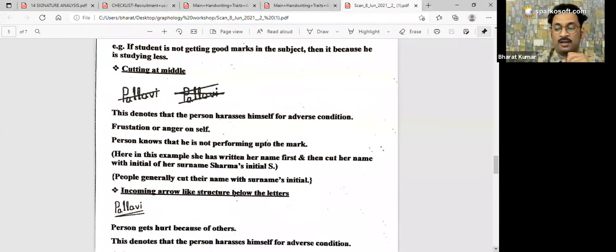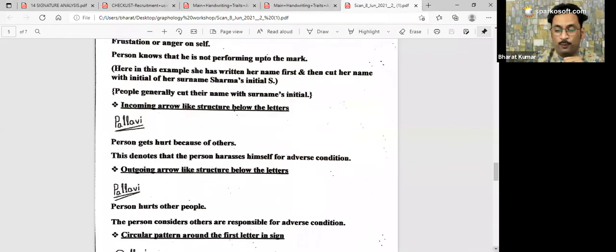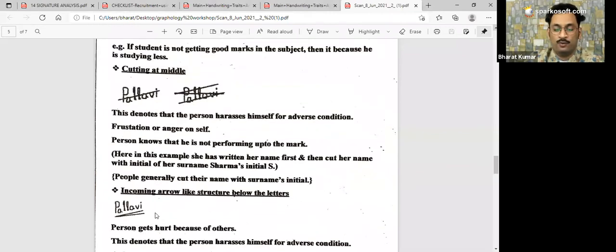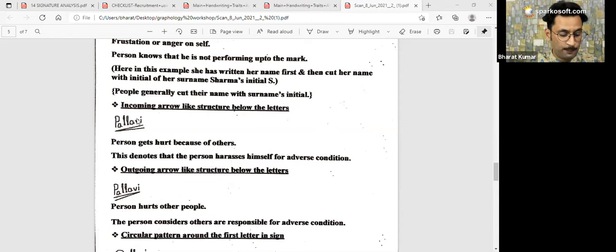Incoming arrow, like, you can check, many people have this arrow. It looks like the arrow is coming from up to down. So if the arrow is coming from up to down, these kind of people generally get hurt because of others. This denotes the person harasses himself for adverse conditions. These are supposed to be highly negative signatures, so be careful about this.